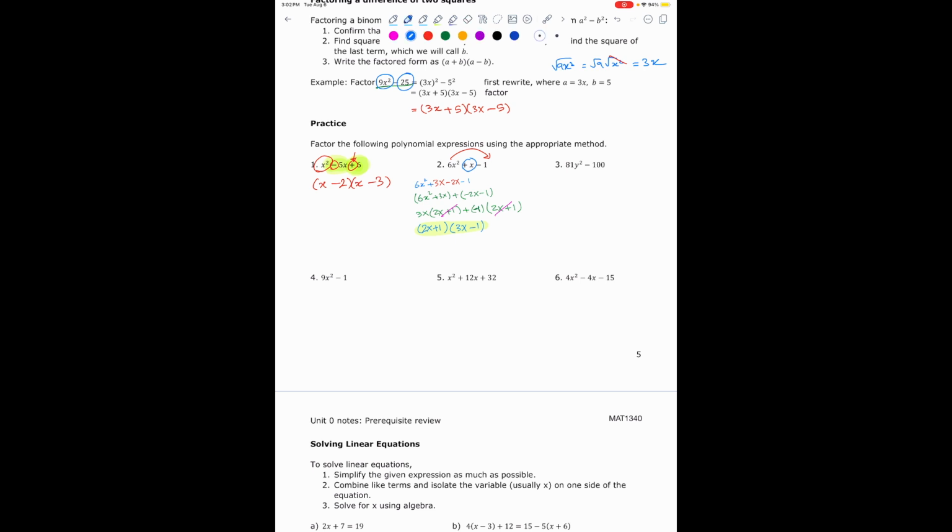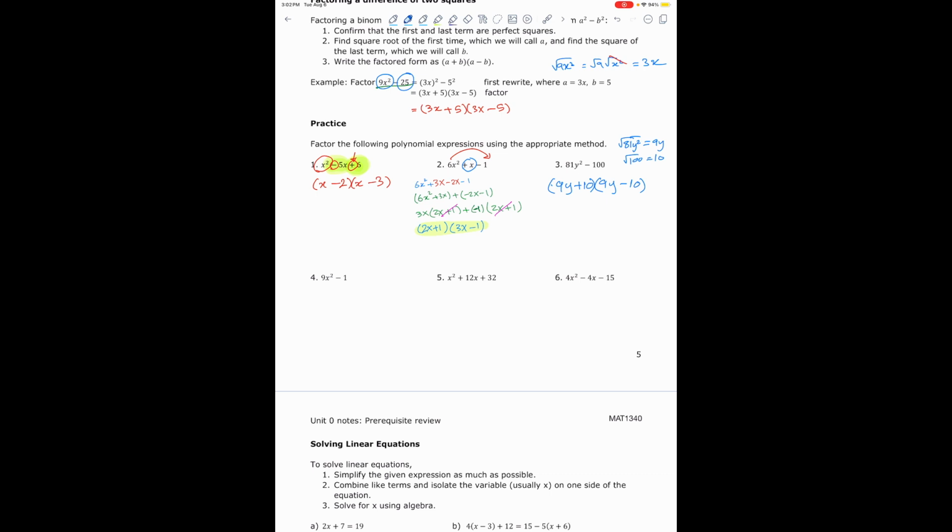So the factorization is going to be the square root of the first term. The square root of 81y squared is basically 9y. So I'll put 9y here and 9y here. There is a plus, there is a minus, and then the square root of 100 is 10. So I will put 10 here and 10 there, and that is the factorization of number 3.